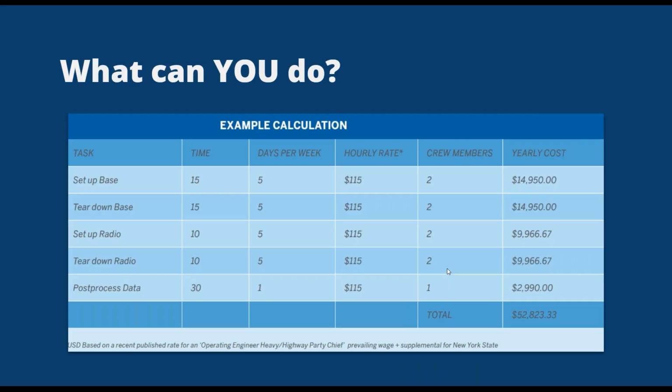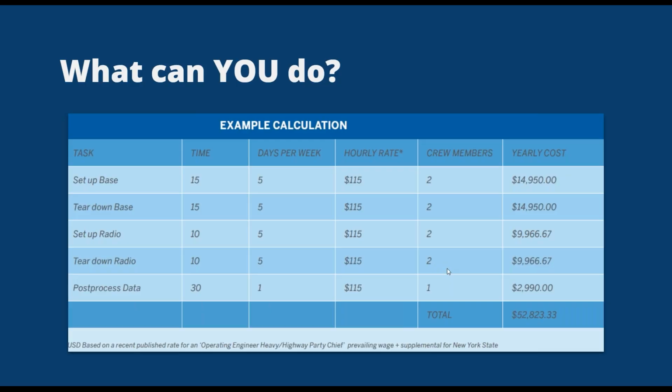So I use the New York State prevailing wage rate in this calculation. So that's $115 an hour right now. So that is the true cost of the employee, right? That is their hourly rate plus their supplemental plus their benefits. So true cost, if I think about how long those 10 or 15 minute tasks take me, if I do them every day, that adds up to over $50,000 a year.